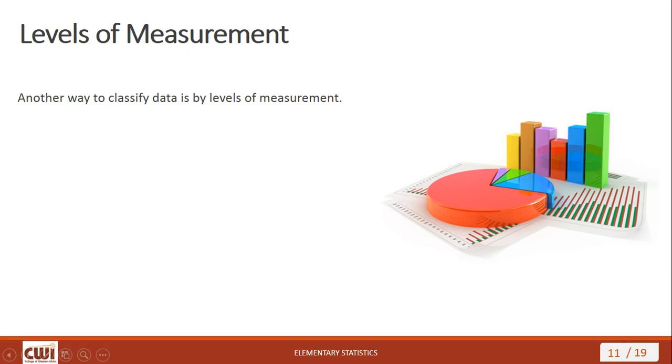Let's talk a moment now about levels of measurement. Levels of measurement is simply another way to classify data. There are 4 types of levels of measurement. First, we have nominal. Second, we have ordinal. Third, we have interval. And fourth, we have ratio. Let's take a look at each one of these 4 types so we can understand the differences better.